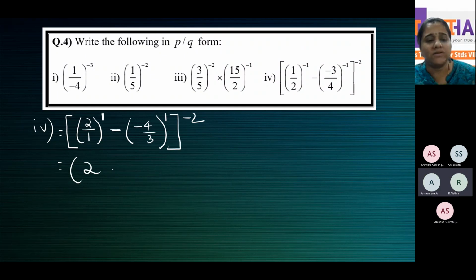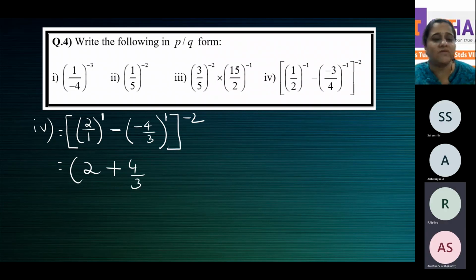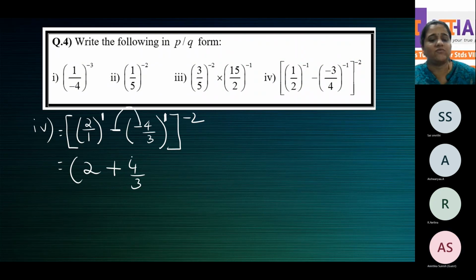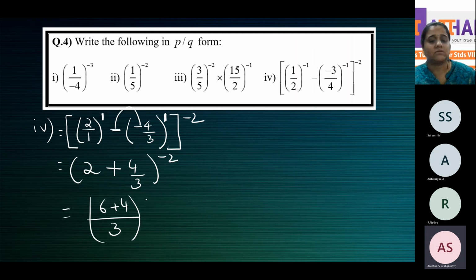2 to the power 1 is 2. Minus, you should release the bracket. Minus into minus is plus, plus 4 by 3, because power 1 you can just ignore. So 2 plus 4 by 3, the whole to the power minus 2. Now take the LCM. 3 is the LCM. So it will be 6 plus 4, 10 upon 3 raised to the power minus 2.